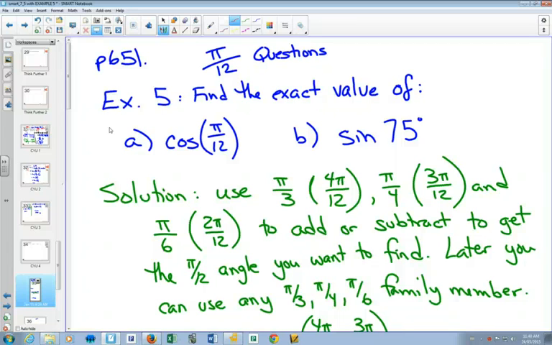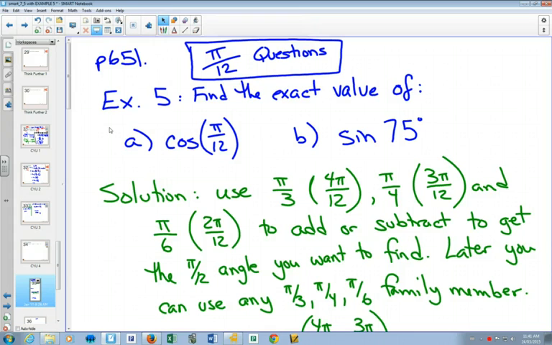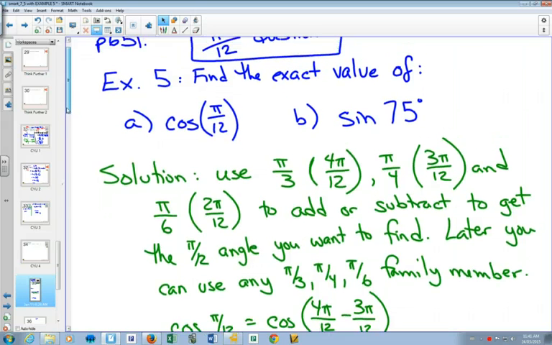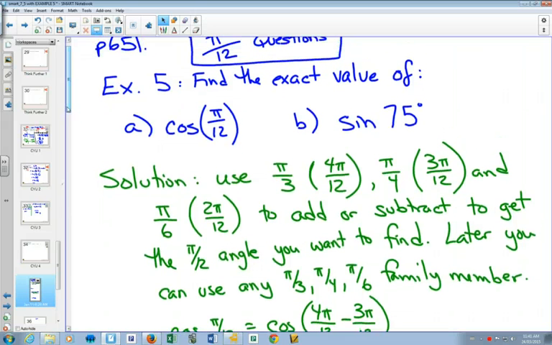And on 651, title it pi over 12 questions. And we're going to do a bunch of pi over 12 questions. As we introduced yesterday, this is one of the main reasons we learn the alpha plus beta formulas.